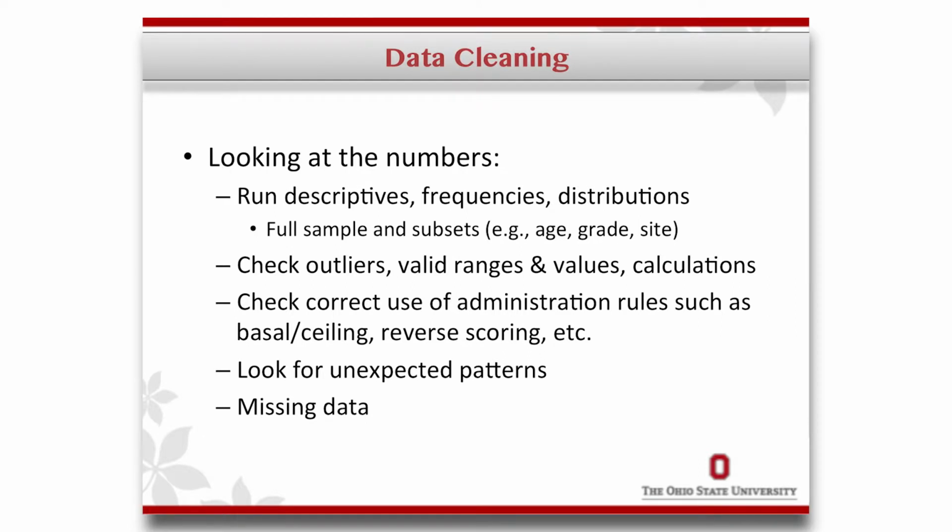And then you get to the point of actually looking at the numbers. So we do things like running descriptives, checking frequencies, distributions, all that sort of thing. I'll check it usually on the full sample, but also on subsets. I'll check it by grade, or even ranges, like I'll look at high scores and low scores and see if calculations are working within there. We look for outliers. If we see outliers, we'll go back to the original form and see, was this legitimate data or not? So we check all those things.